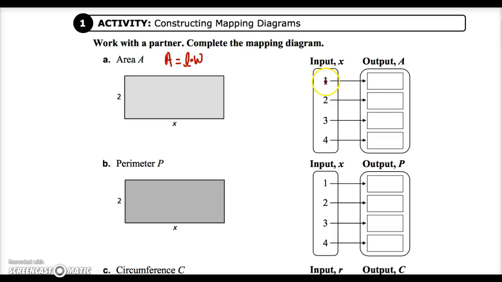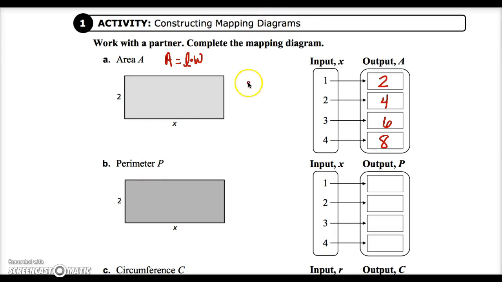So if x is 1, my area would be 2 times 1, which is 2. If my x is 2, 2 times 2 would be 4. If it's 3, 2 times 3 would be 6. If it's 4, 2 times 4 would be 8. So each one of these inputs gives you a specific output once you plug it into the equation.